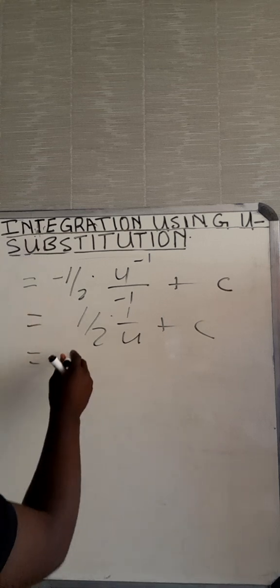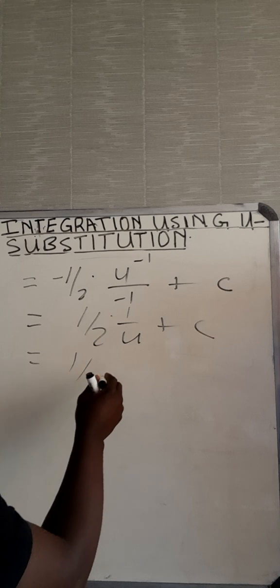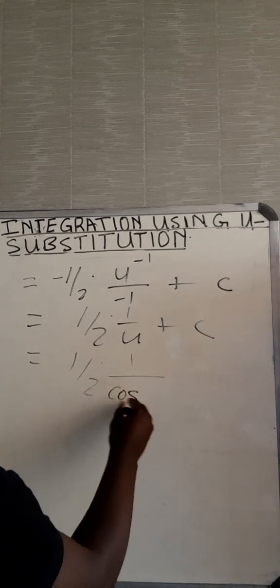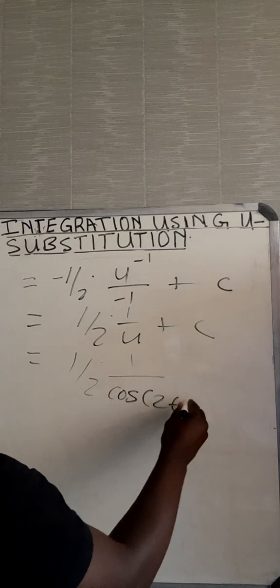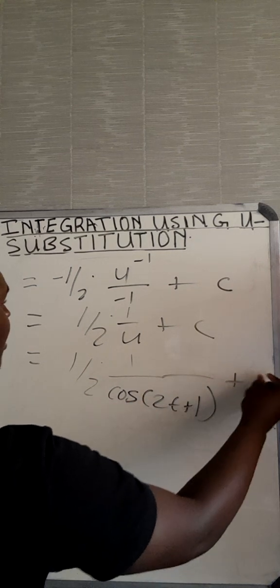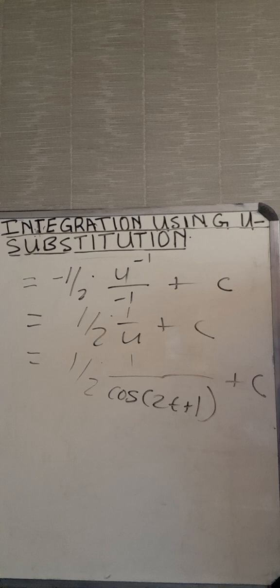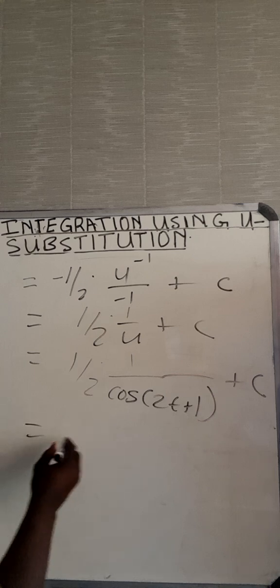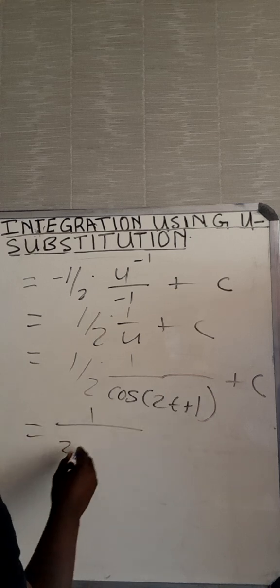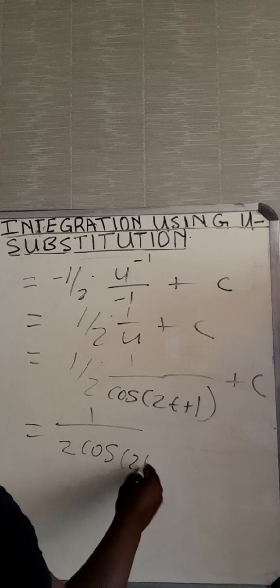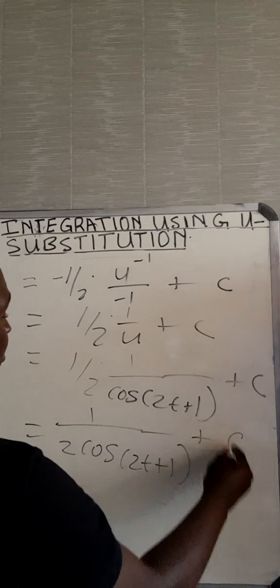Remember, we need to write everything in terms of t, because the original problem is in terms of t. So this one will be equal to 1 over 2 times 1 over cos of 2t plus 1, then plus a constant. So we can write the final answer as 1 over 2 cos of 2t plus 1, plus a constant.